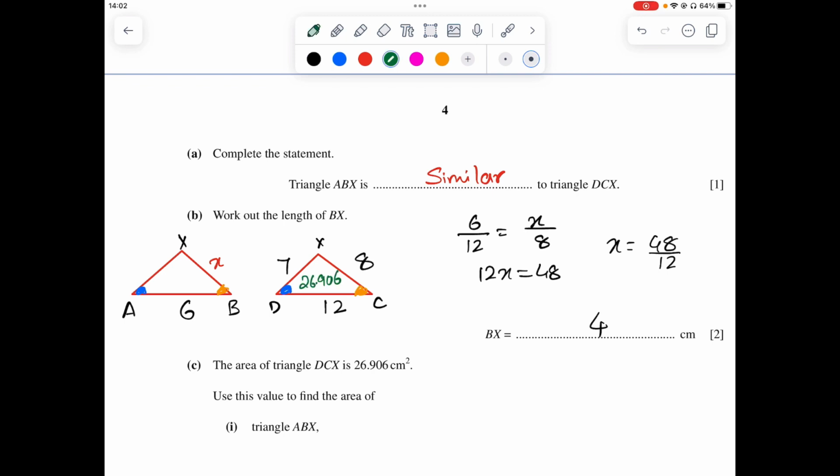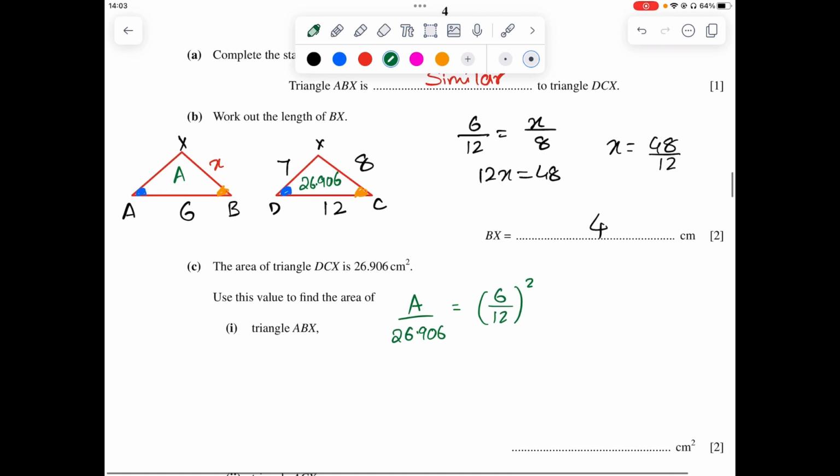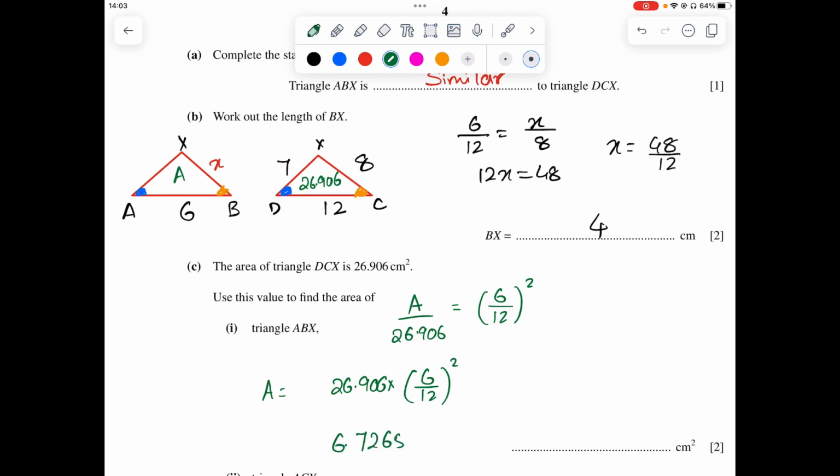Now, area of the triangle DCX is 26.906. What is the area of the triangle ABX? Area of the triangle is A. So A upon 26.906 equals 6 upon 12 whole square. So area will be equal to 26.906 times 6 upon 12 whole square. Simplify that, you should be able to get the answer as 6.7265. But you should write it in three significant figures. 6.73 is going to be the answer.